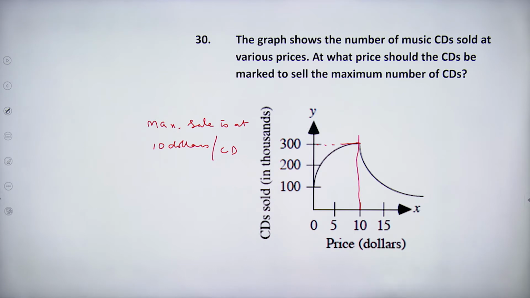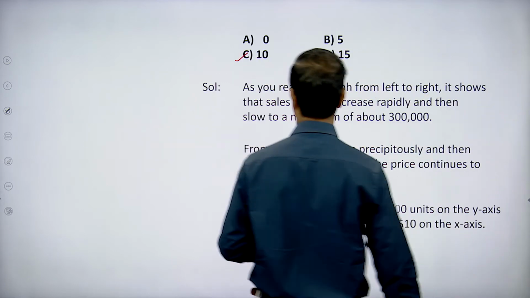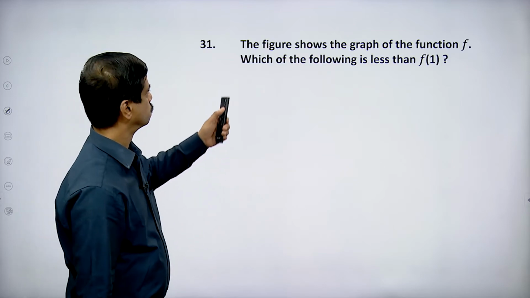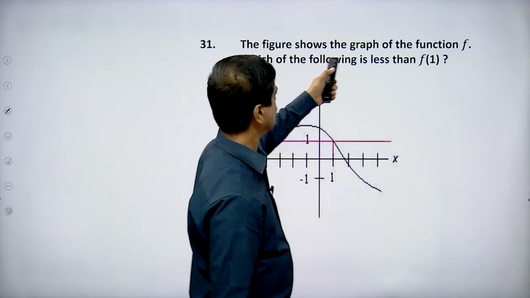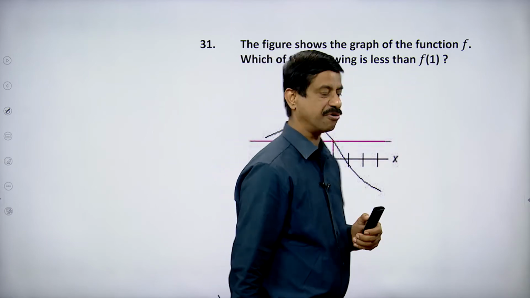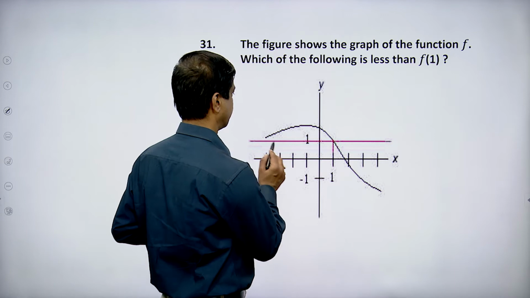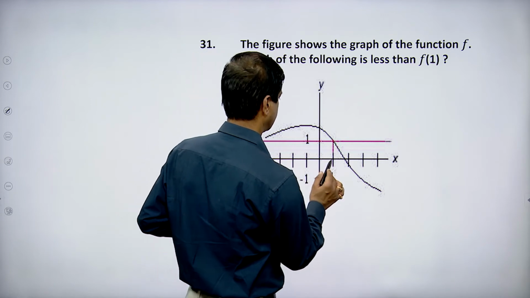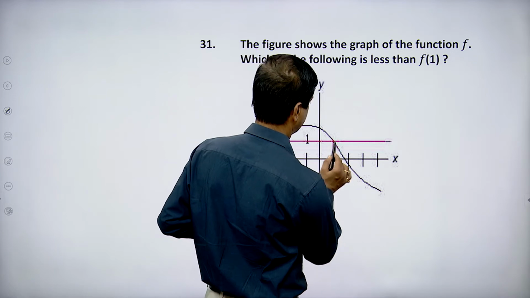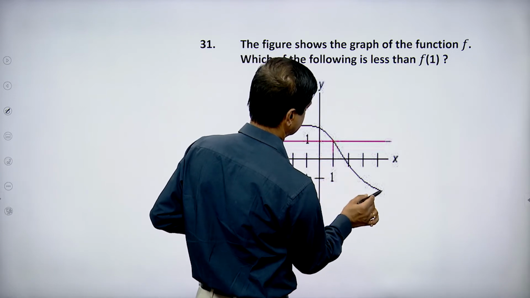Yeah, let us go to the next question now. The figure shows the graph of function f, which of the following is less than f of 1? F of 1 means x is 1. So, x is 1 is this. So, here all it is less than 1 or not. This all is f of x less than 1.